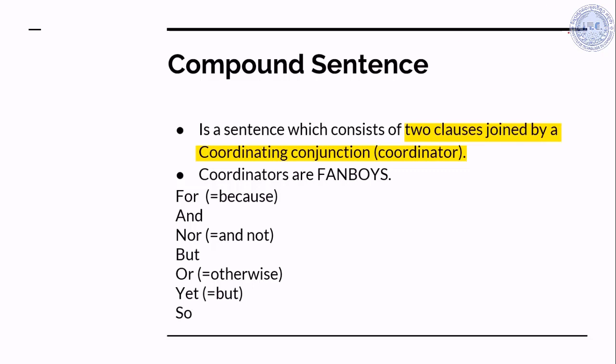For here doesn't mean I go to war for the country. It doesn't mean that. In our case it means because. And nor means and not, meaning it is the negative of and.